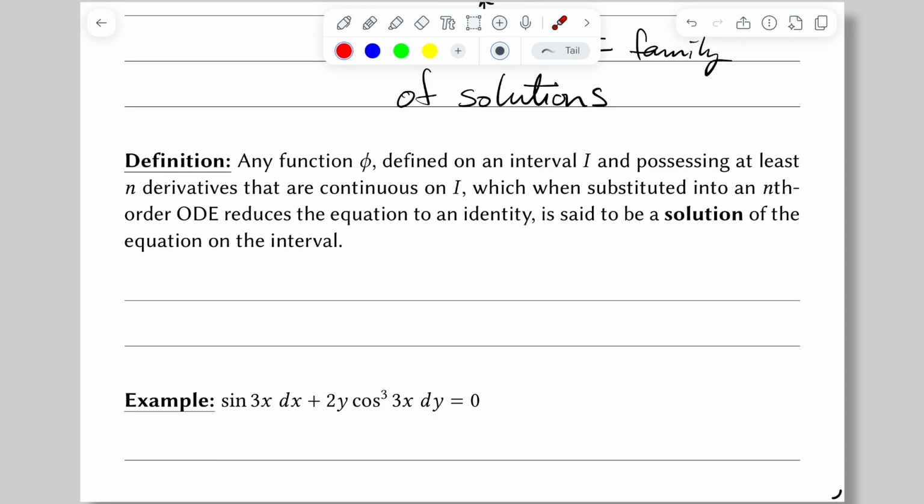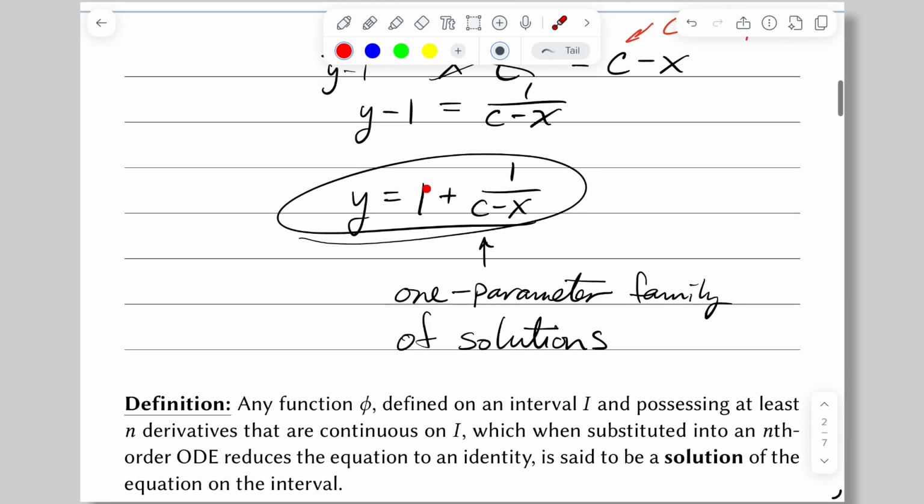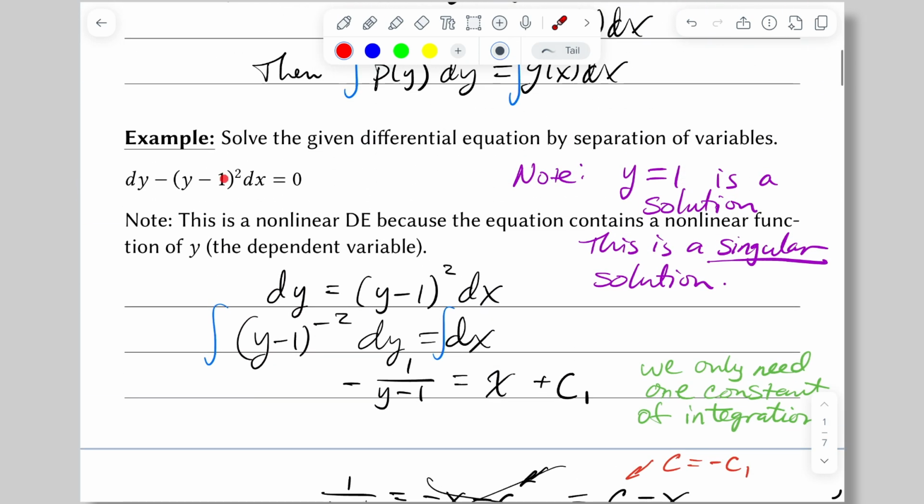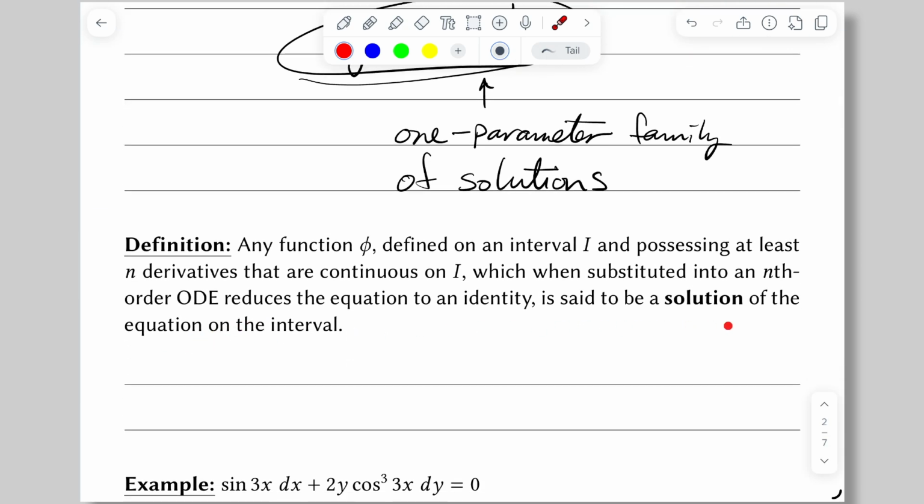Here's what it says. If you have an nth order differential equation, a solution, you have to be able to differentiate n times. And this whole reduces the equation to an identity. The bottom line is, if you have a solution and you check your answer and you get a true equation, then the thing you had is a solution. A couple of subtle points. The function has to be defined on an interval, and the derivatives have to be continuous on that interval. And if those hold true, then what we have is a solution to the differential equation.